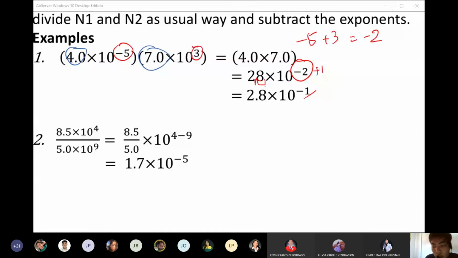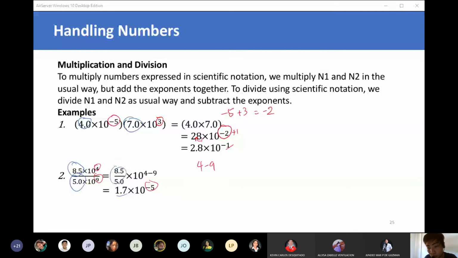Okay? So ganun lang. For division naman, on the other hand, instead of adding the exponents, we subtract them. So the same is true. You will divide the integer numbers. Ito yon, that corresponds to 1.7 daw. And you subtract the exponents. So what is 4 minus 9? Negative 5. And for this case, we do not have to move the decimal point any longer as it fits the criteria for the integer part. So, ganun lang, no?